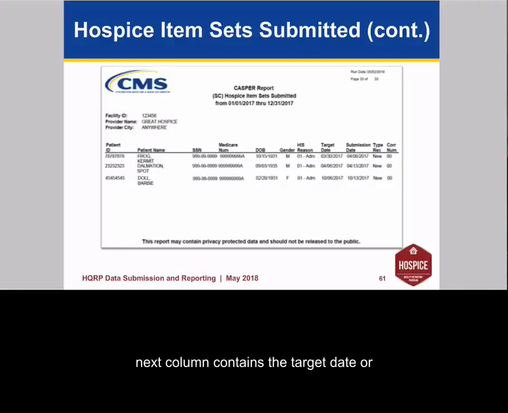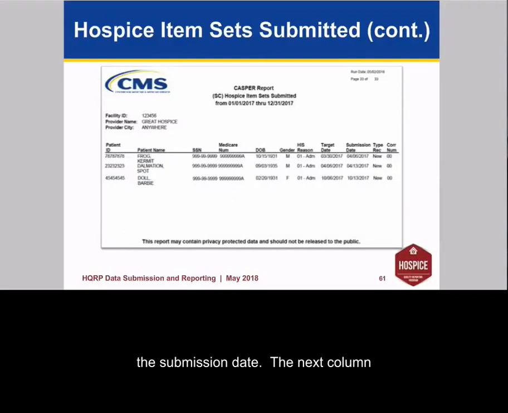The next column contains the target date or event date of the record. For admission records, the target date is the admission date, and for discharge records, the target date is the discharge date. The next column contains the submission date.